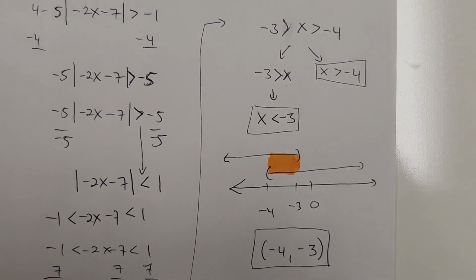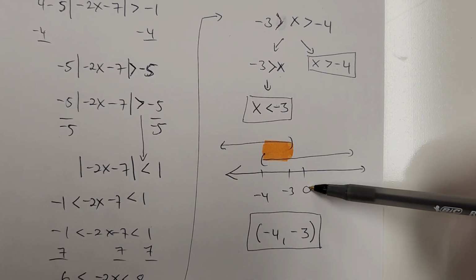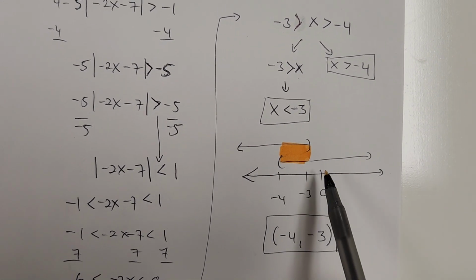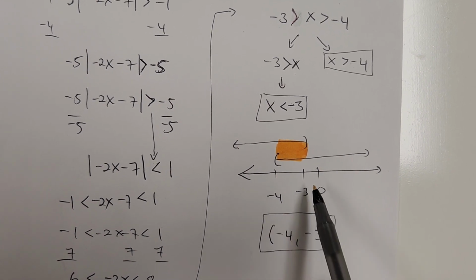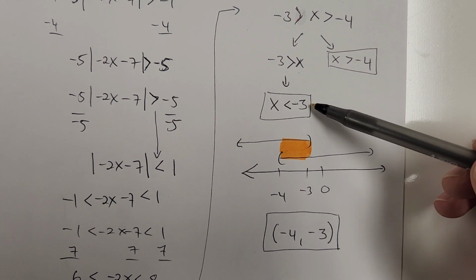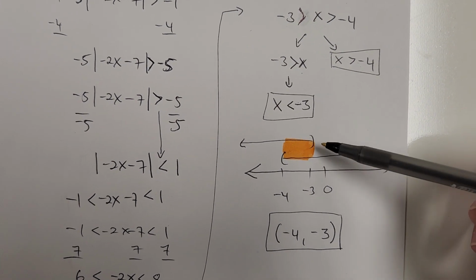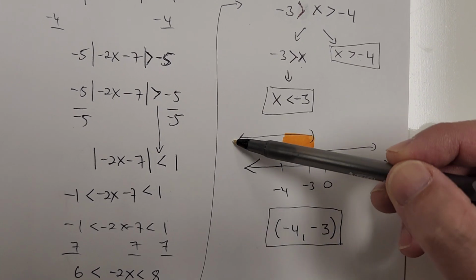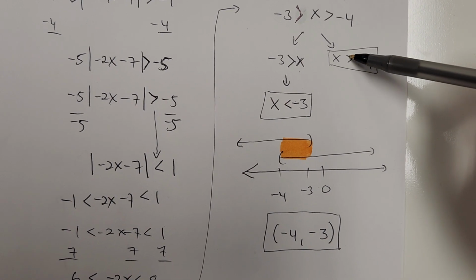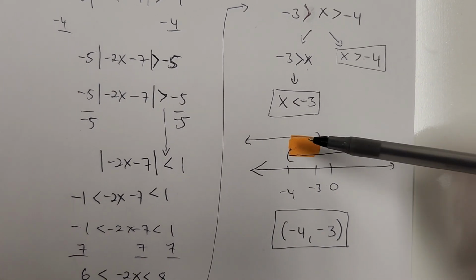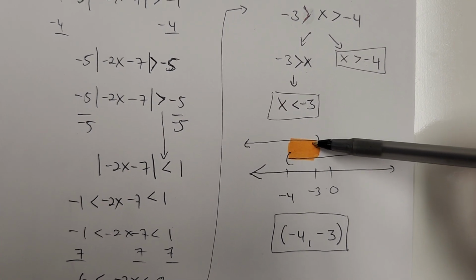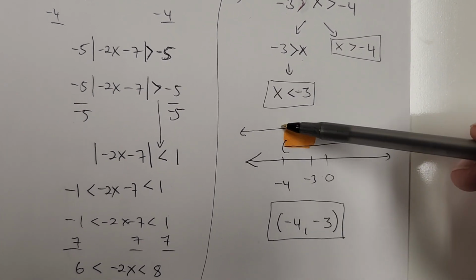Now use those 2 answers to graph. Again, 0 helps me distinguish the left side from the right side. Left is negative, right is positive. So -3, open, left. -4, open, right. As you can see, there is an overlap, so my answer is the overlap, between -4 and -3.